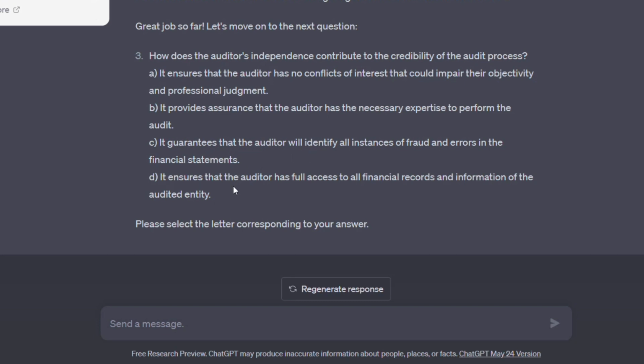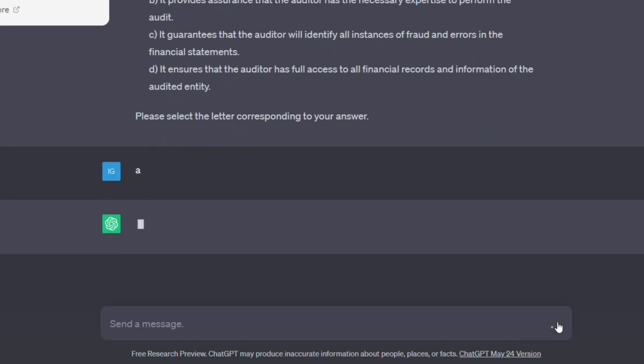It ensures that the auditor has full access to all financial records and information. No, this is availability of information. We have A. Let's answer this as fast as possible.